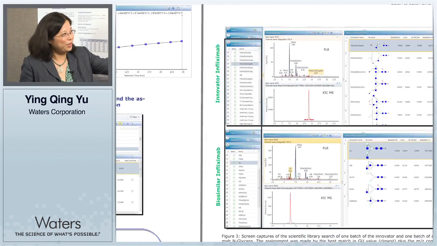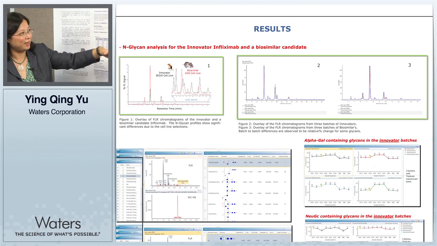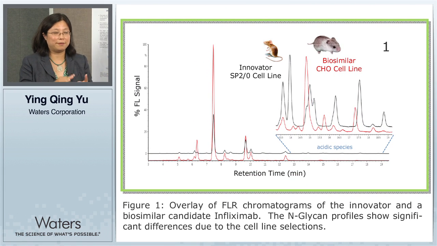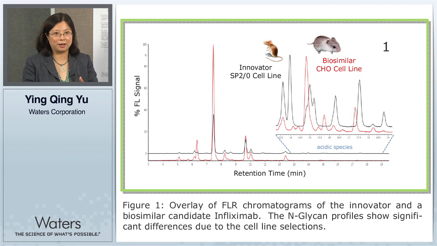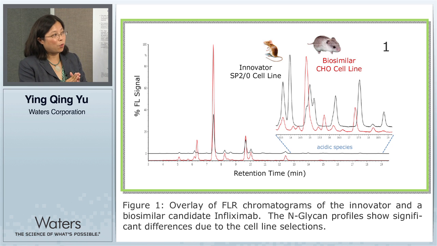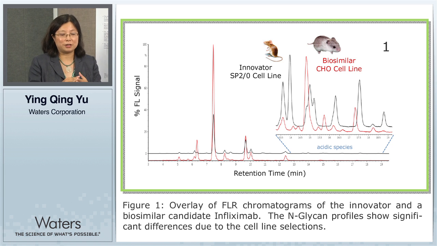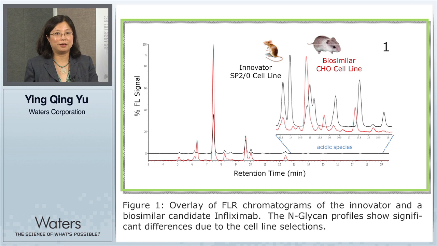Here is the more interesting part, the results from this study. On the top, on the far right panel, there are 3 figures. Figure 1 shows the difference in glycan profile between the Infliximab Innovator and the biosimilar. Now we see quite a bit of difference. That's because the 2 of them were expressed under very different conditions. The Infliximab Innovator was expressed in murine cells, and the biosimilar version was expressed in CHO cells.